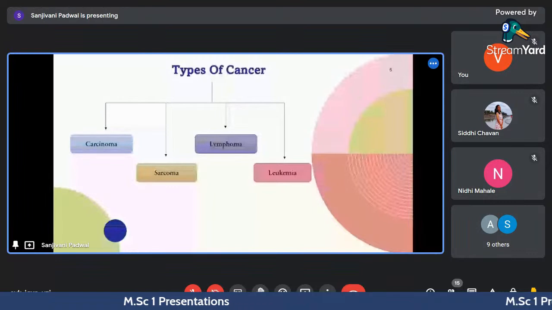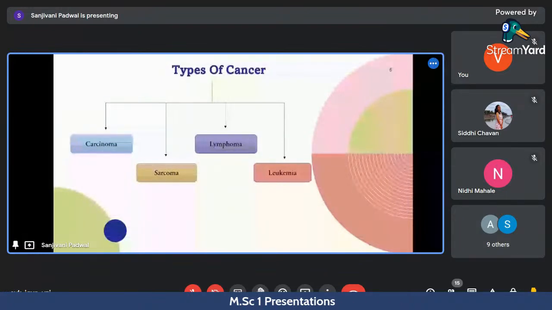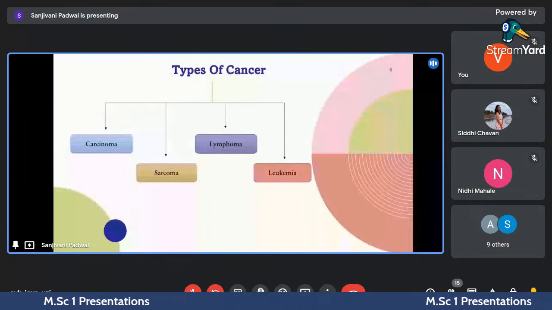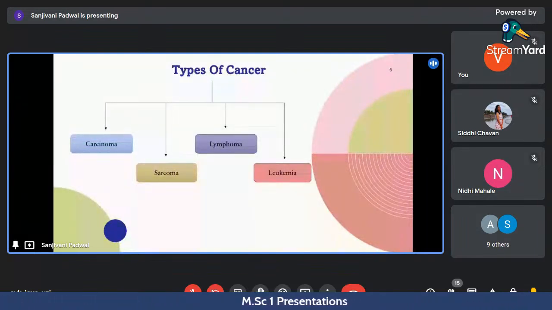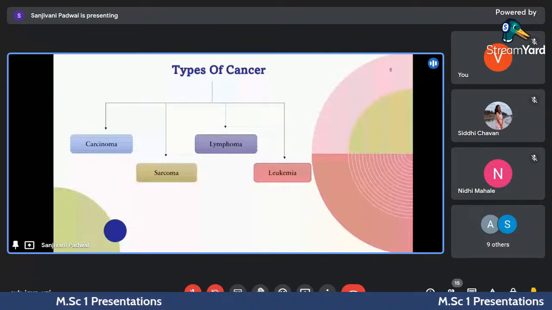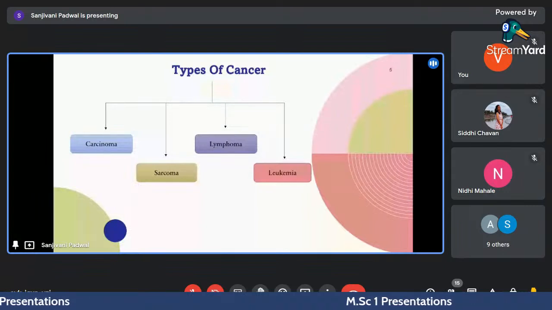Examples of carcinomas include breast cancer, lung cancers, etc. Sarcomas. Sarcomas are tumors made up principally of connective tissue cells, which are of mesodermal origin. They are solid tumors growing from connective tissue, cartilage, bone, and muscles. Third one is lymphomas.